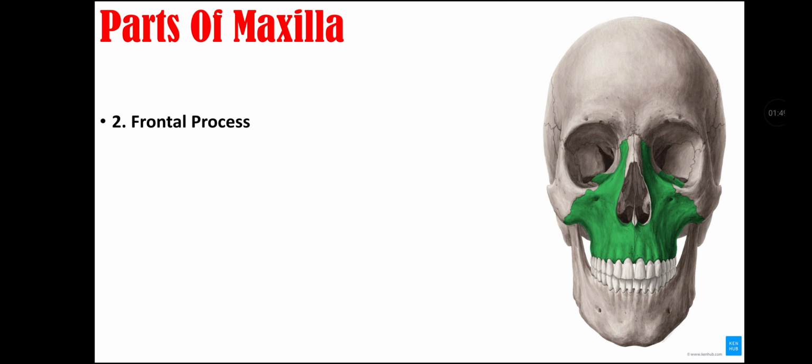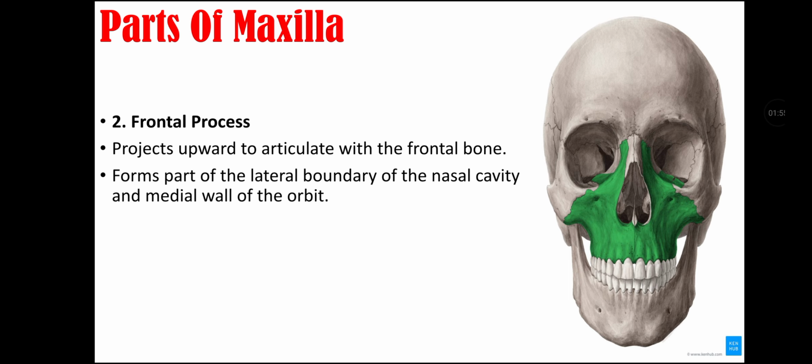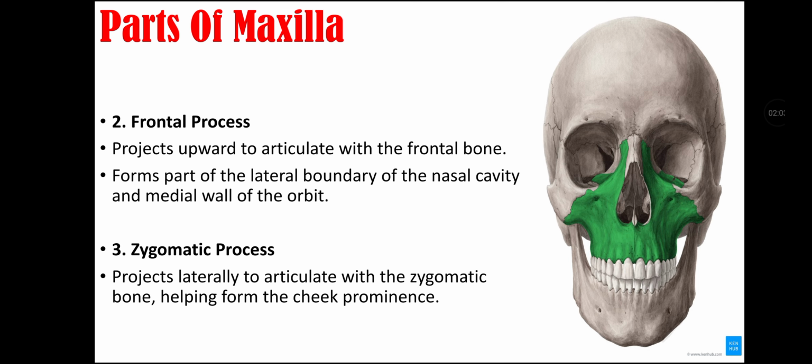Next part of maxilla is frontal process that projects upward to articulate with the frontal bone. They form part of the lateral boundary of the nasal cavity and medial wall of the orbit. The third part of maxilla is zygomatic process. They project laterally to articulate with the zygomatic bone, thus helping form the cheek prominence.